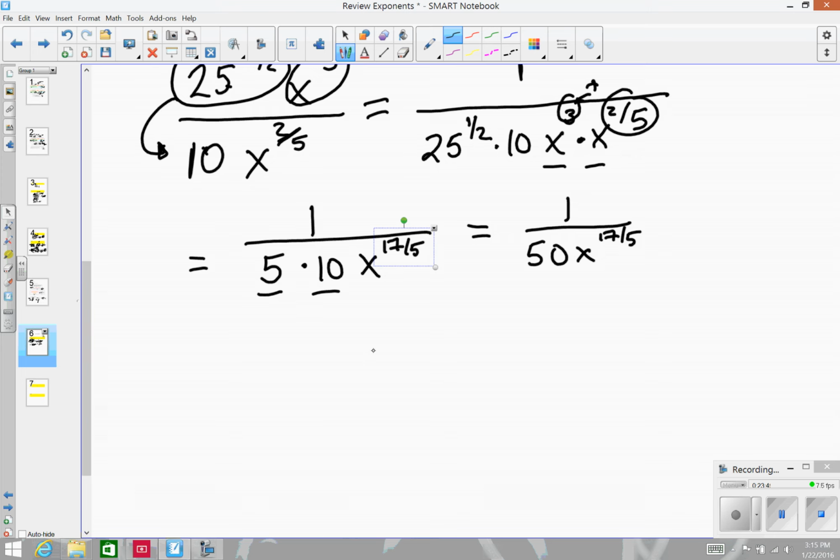I could also see that written as 1 over 50. Let's see, this x to the 17/5 was the same thing as x to the 3rd times x to the 2/5.